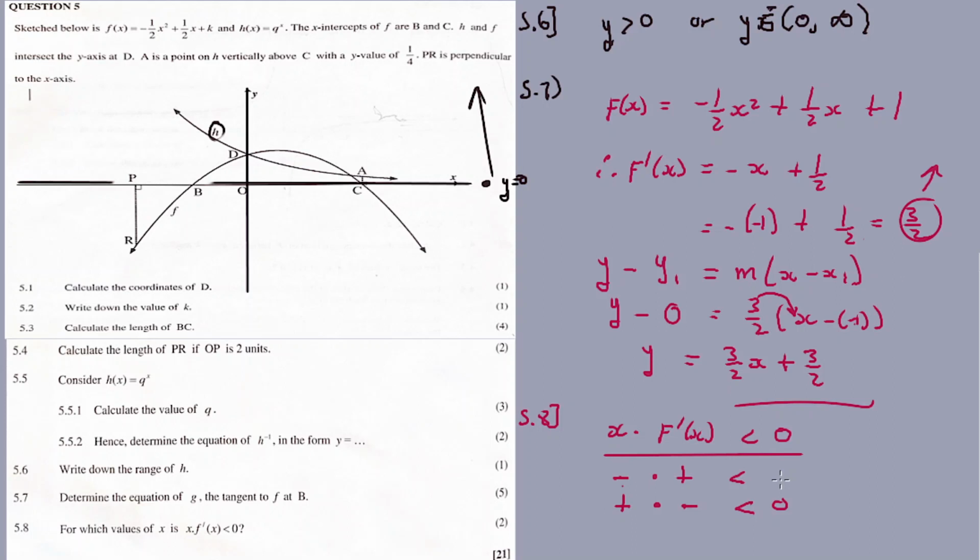So be careful here, be careful. It's x multiplied by the gradient of the parabolic function.